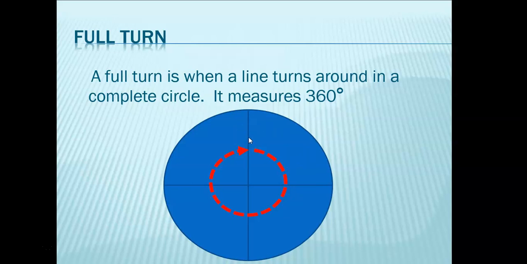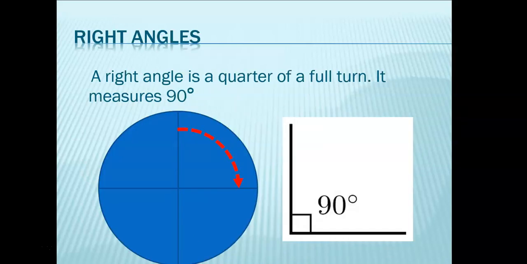In fact, I could start anywhere I like on this circle, here or here or here or even here if I drew an imaginary line, as long as I turn all the way back to where I have started from. I have moved through 360 degrees. Right, now let's look at a right angle.